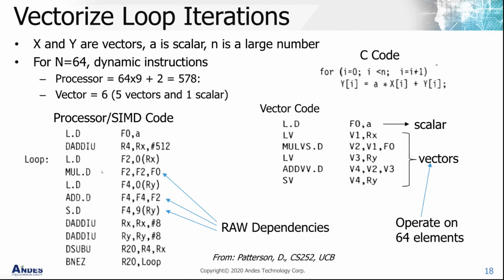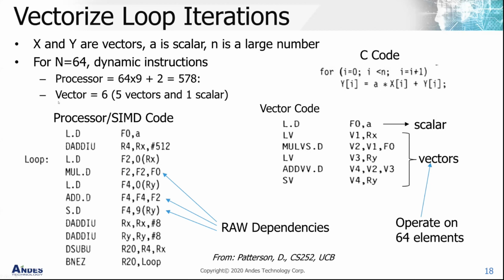And so for a scalar processor, if we have 64 elements, this loop will have to repeat 64 times. If you have a SIMD processor that operates on 4 elements at a time, then the loop would be repeated 16 times.